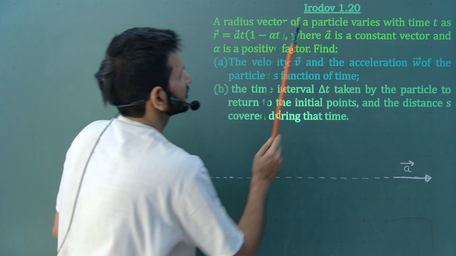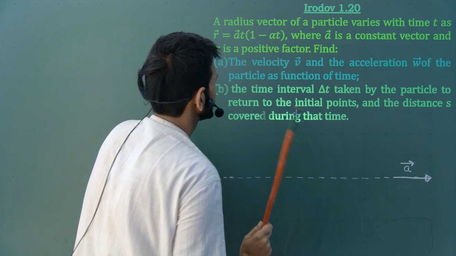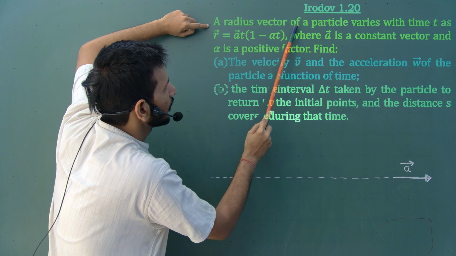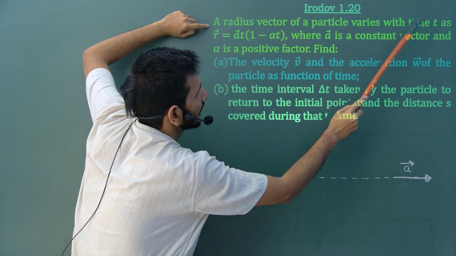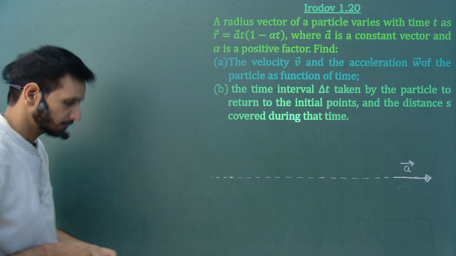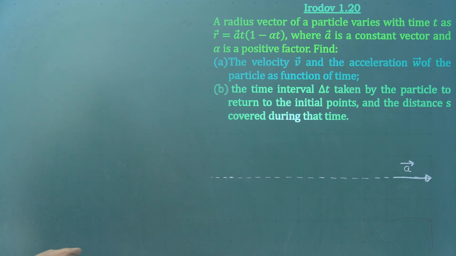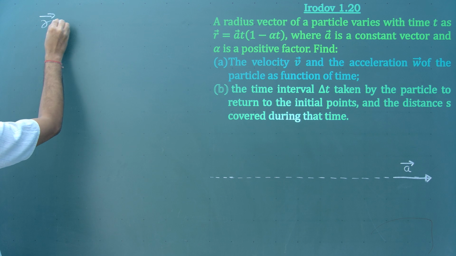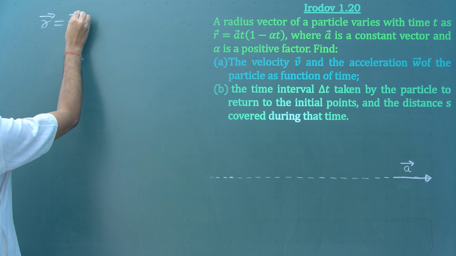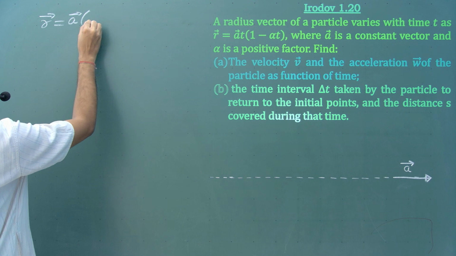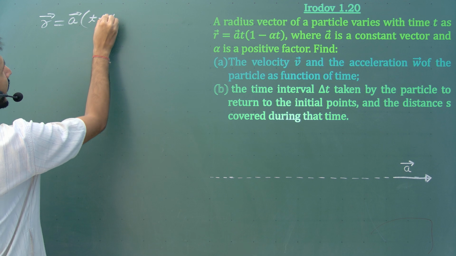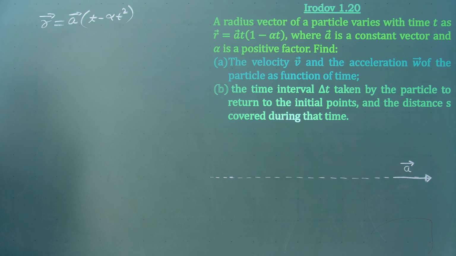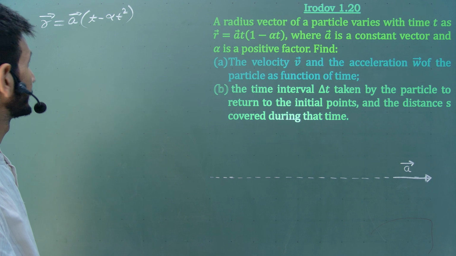Students, let us solve this Irodov problem 1.20. This is a very good problem with a technical language. A radius vector of a particle varies with time t. This is a radius vector, and this equation is not given in a scalar form. This equation is given in vector form: vector r equal to vector a into t minus alpha t square. So, this is the equation given.